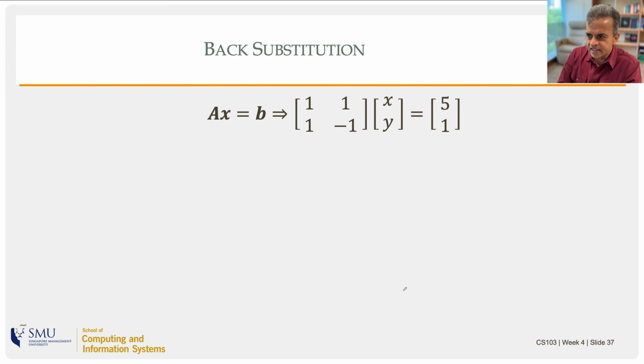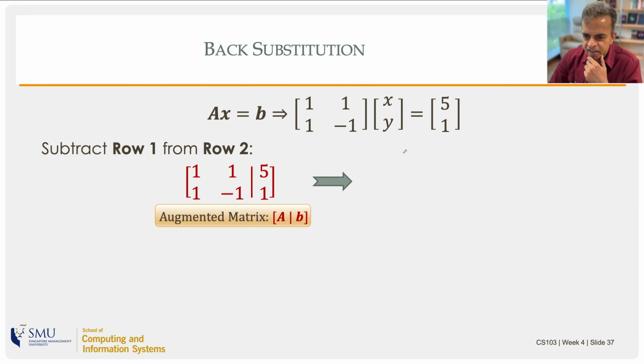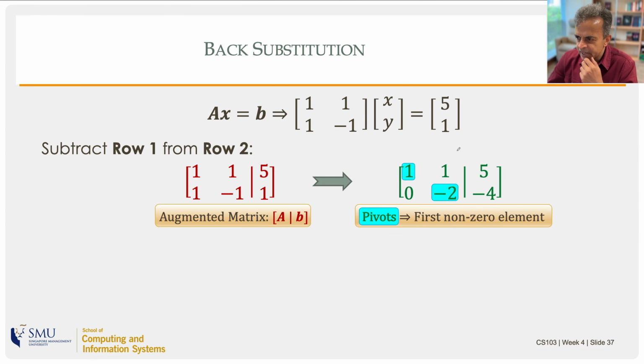So let's take our simple example here. x plus y equal to 5, x minus y equal to 1. Then subtract row number 1 from row number 2. That gives you the matrix that you see on the right. So this is my original augmented matrix, and I perform REF on the augmented matrix to get this.